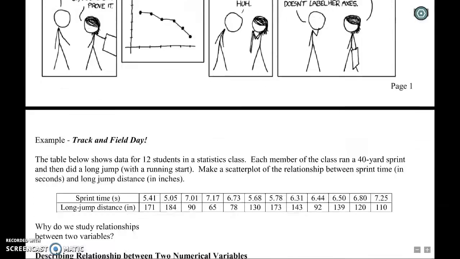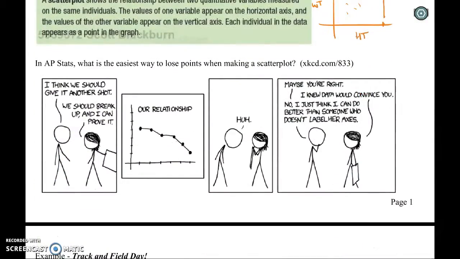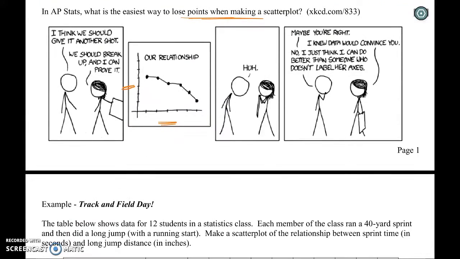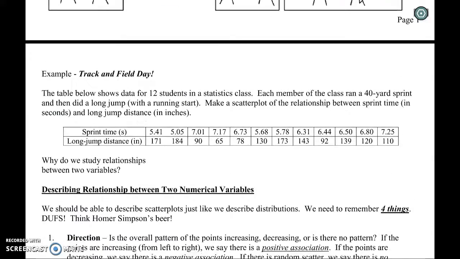I'll let you read that comic if you want to. In AP Stats, the easiest way to lose points is to not label your axes. Title isn't even as important as the axes. If you just label these axes without any context, you can usually figure out what the graph is. So it's very important that you label the axes, okay?